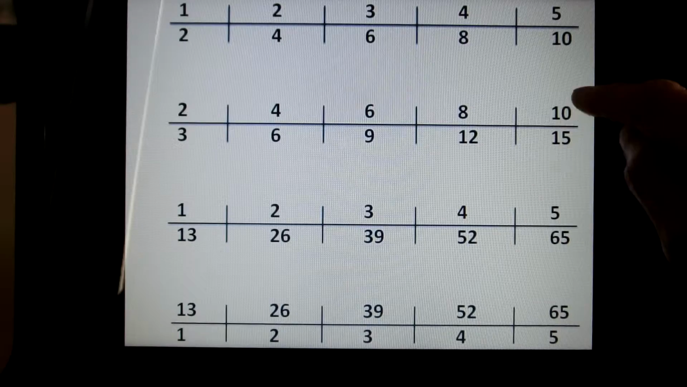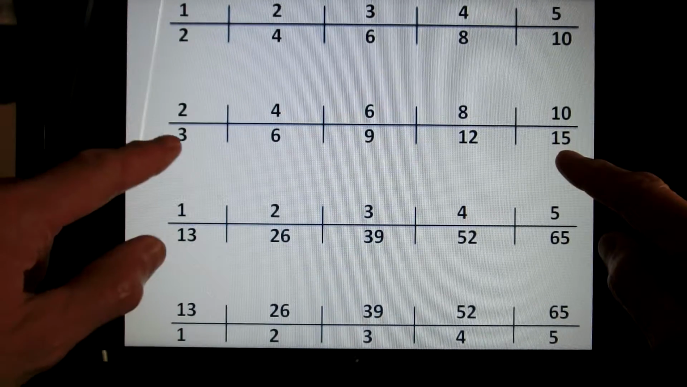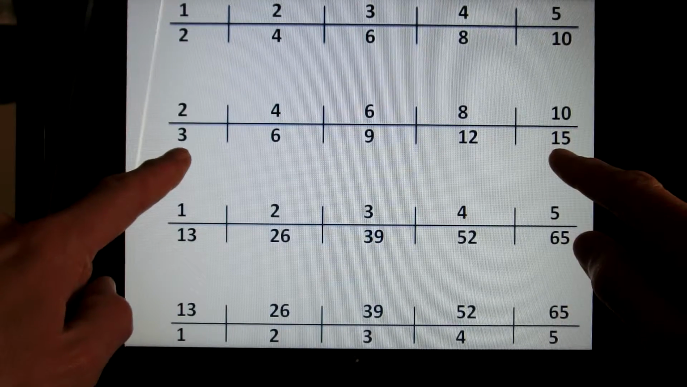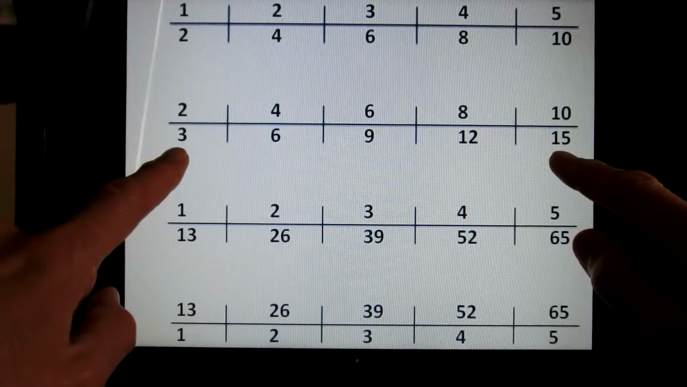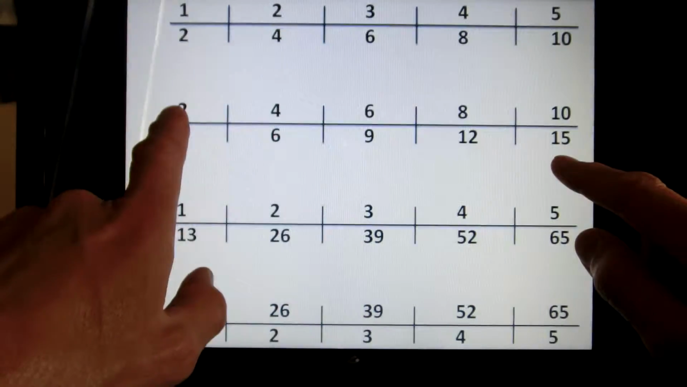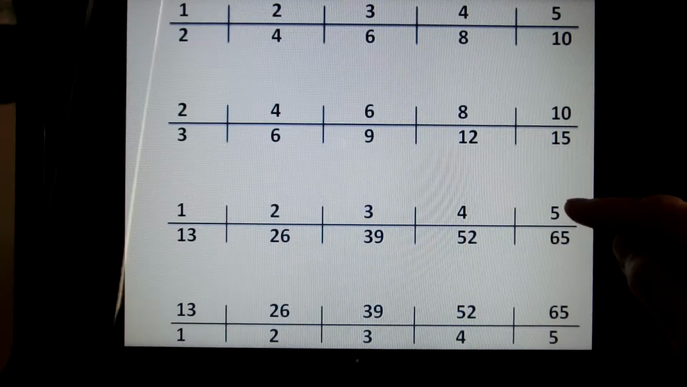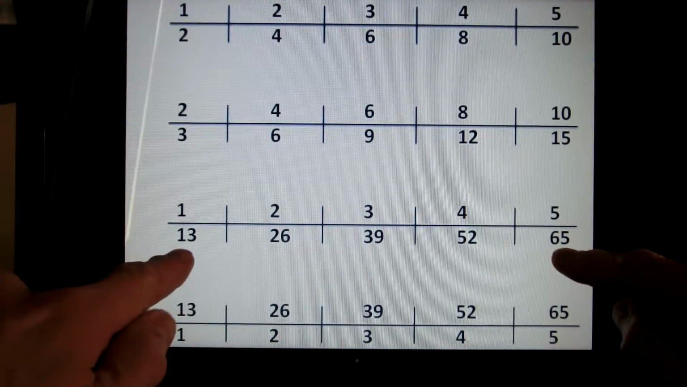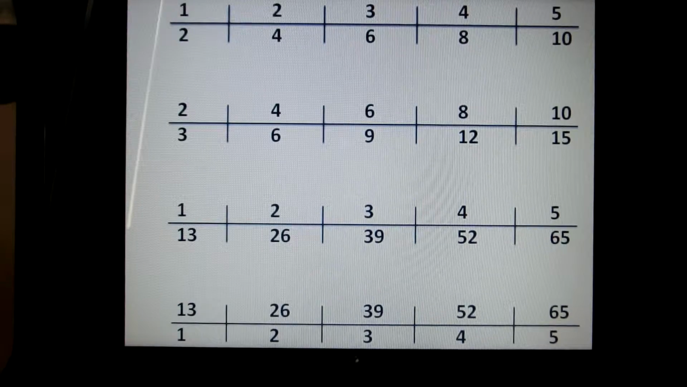If you had the fraction 10 fifteenths here, that fraction is the same value as the fraction 2/3. It looks different, but these two fractions where my fingers are, they are worth the same. 2/3 of a piece of cake is the same as 10 fifteenths. So what we're doing there is dividing by 5, dividing by 5. In a similar way, 5 sixty-fifths is the same in value as 1/13. So we can use ratio tables to help us change the way a fraction looks.